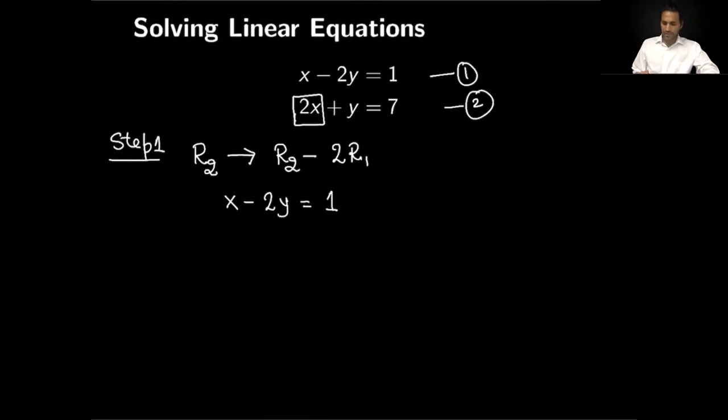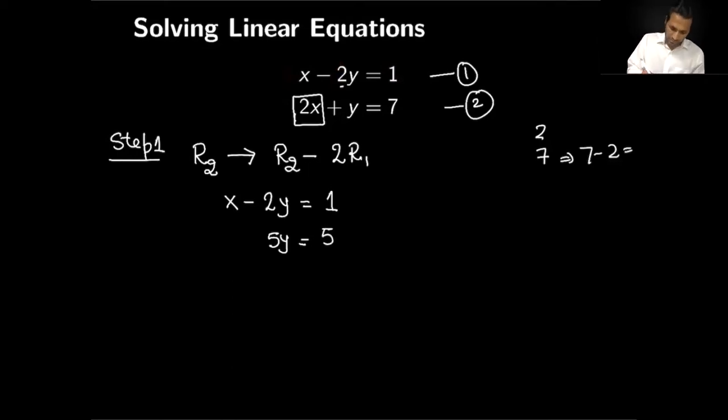When I multiply equation number 1 by 2, it gives 2 here, 4 here, and 2 here. Then I subtract from equation number 2. This gives me 2 minus 2, which is 0. Then 1 minus negative 4 gives me 5y. On the right side, 7 minus 2 gives me 5.